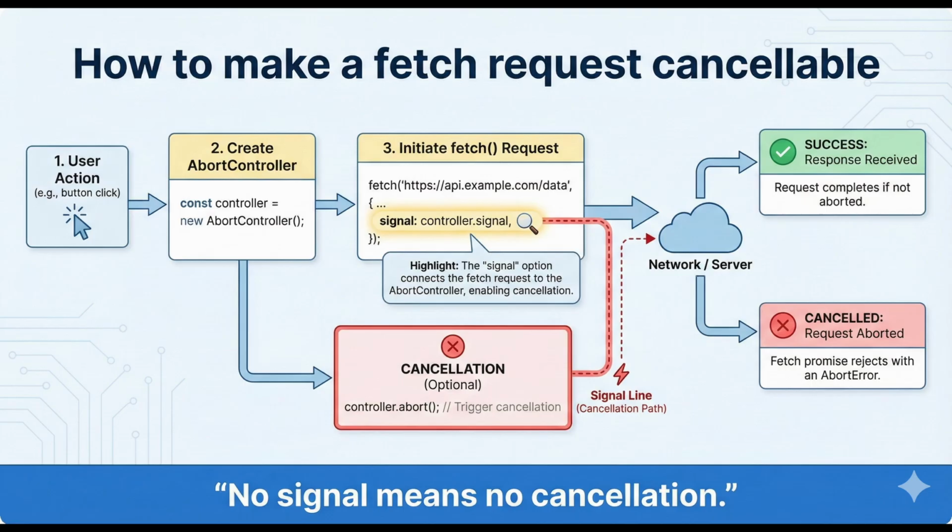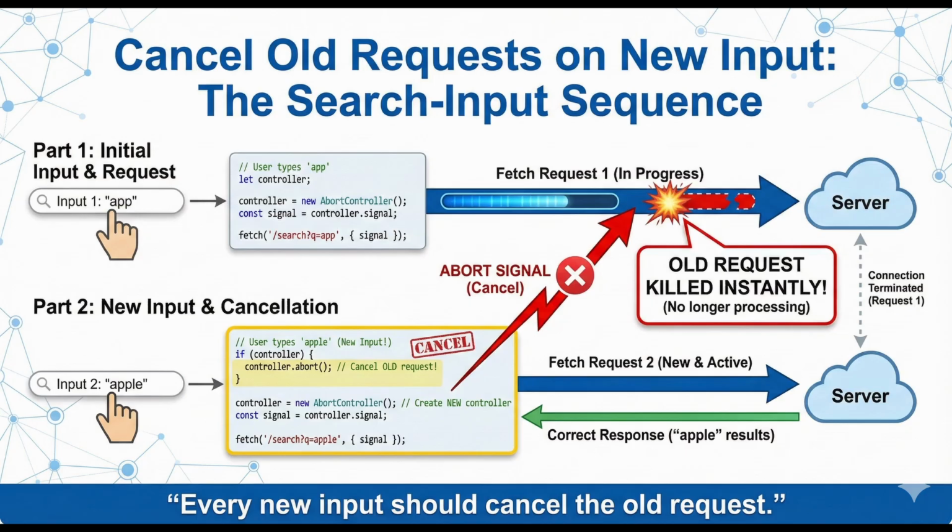Now, imagine the user typed something in a search box. Before starting a new request, look at this line. We call controller.abort. This instantly cancels the previous API call if it's still running. Then we create a brand new AbortController and send the latest request.